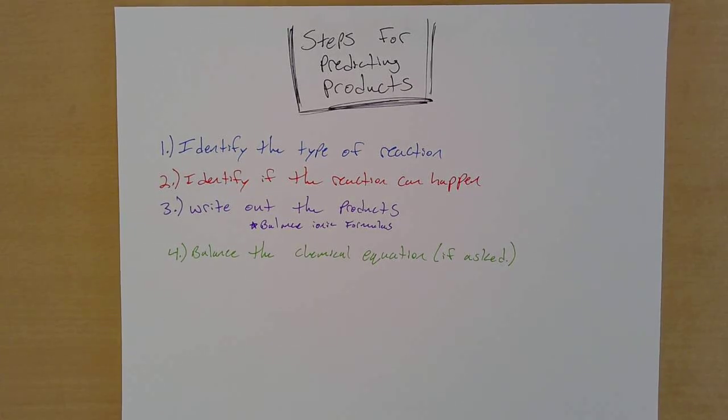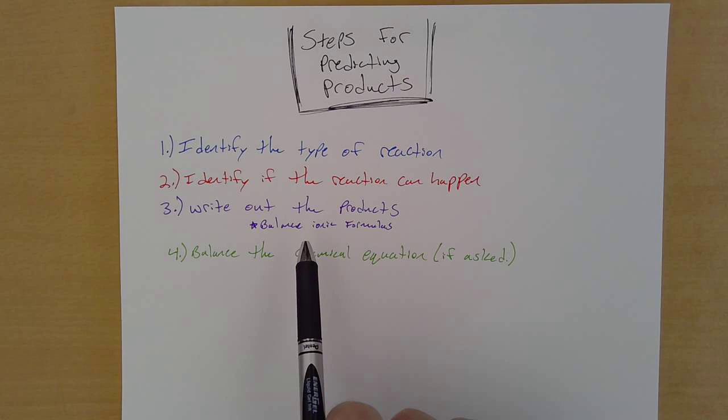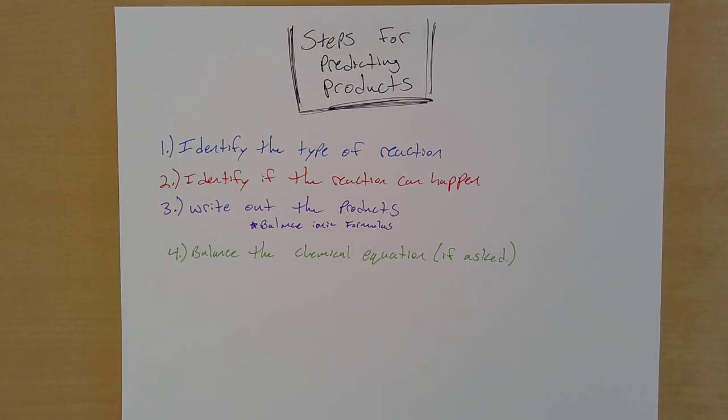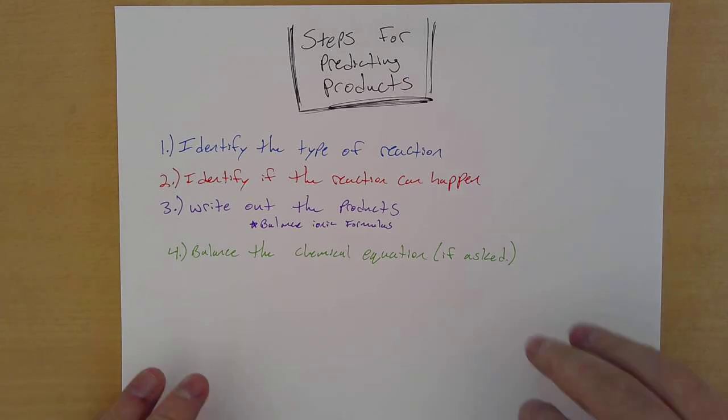Then we're going to write out the products. And if there are ionic formulas, you need to balance out those ionic formulas. You should also remember if something is diatomic. So fluorine, for example, should be F2 if it's by itself. And then lastly, we need to balance the chemical equation if we're asked to.